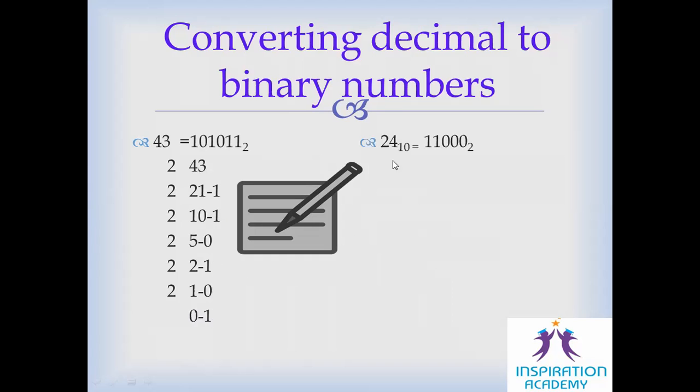Now let's see another example. 24. 24 divided by 2, 12 remaining 0. 12 divided by 2, 6 remaining 0. 6 divided by 2, 3 remaining 0. 3 divided by 2, 1 remaining 1. 1 divided by 2, 0 remaining 1. So the answer is 1, 1, 0, 0, 0. The base is 2. Now I think you can understand how to convert binary numbers to decimal numbers.